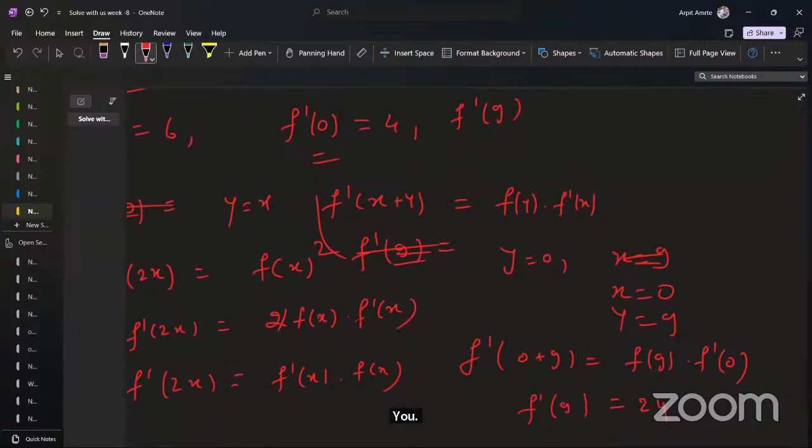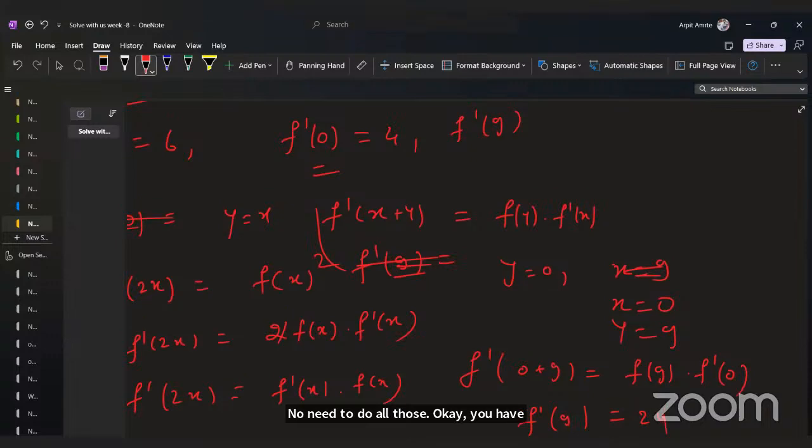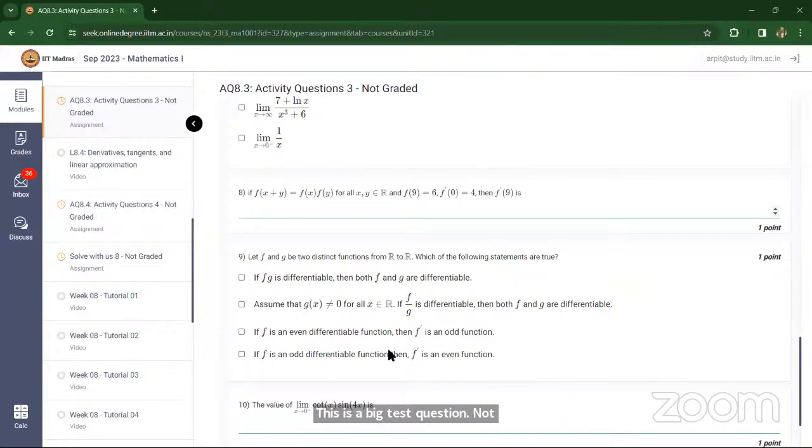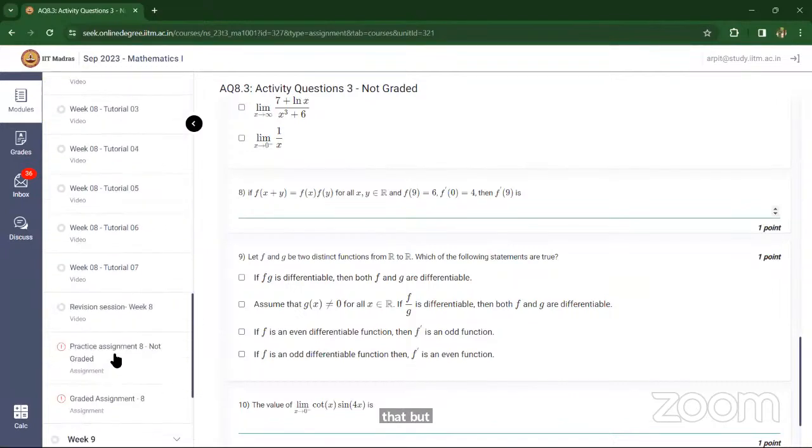No need to do all those things. You just have to be more focused. That kind of question they may ask. This is a bit tough question. Not tough, but it's a bit tricky. We have to just arrange the x and y to find it out.